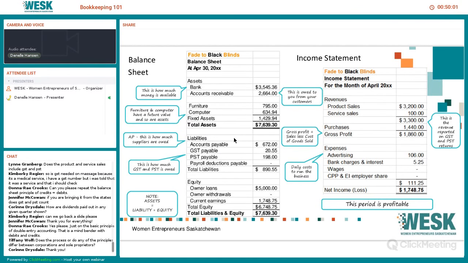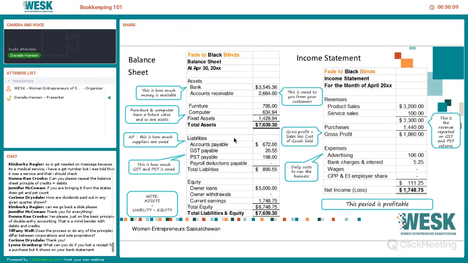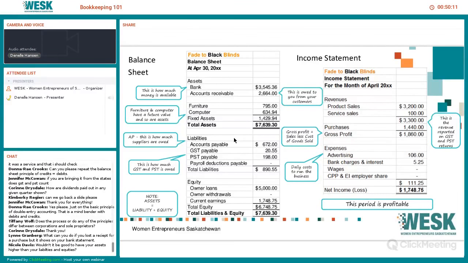So if there was ever a time when you have overpaid somebody, so your accounts payable is somehow in a debit, technically that's not an accounts payable anymore. It's a credit to them. So they actually owe you that money back. So it would go into your asset side, because that's the debit side.